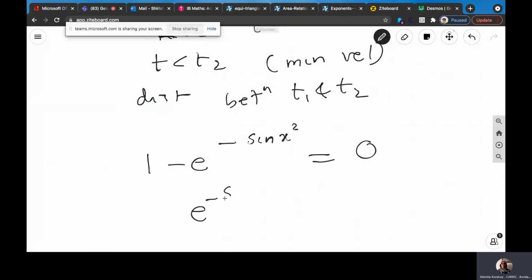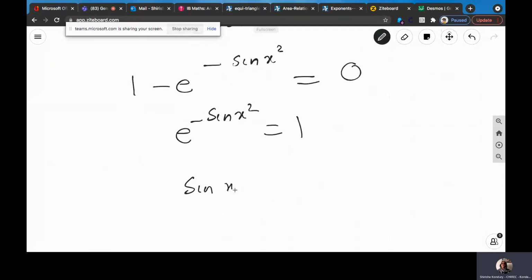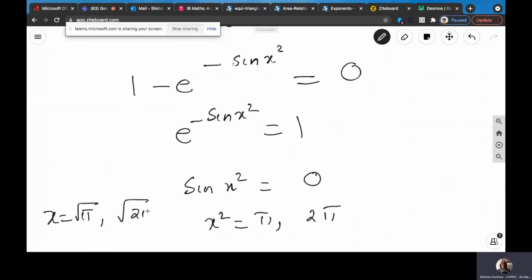This becomes 0 when e raised to minus sine x square becomes 1, and it becomes 1 when the exponent becomes 0. And this becomes 0 when x square is either pi, 2 pi, 3 pi, and so on. So the first two times will be pi and 2 pi. If x square is pi and 2 pi, so x is root of pi and root of 2 pi.